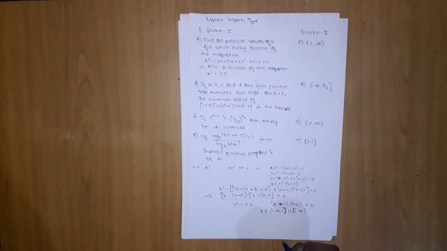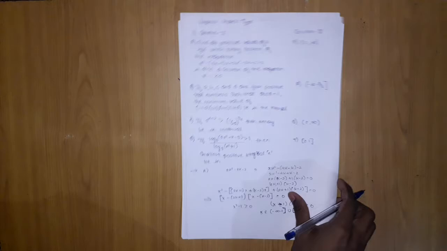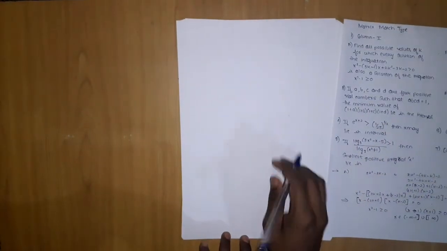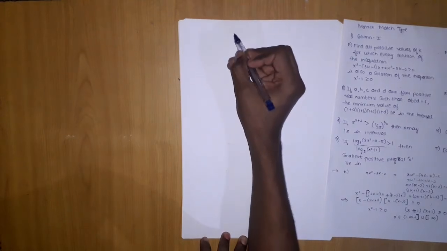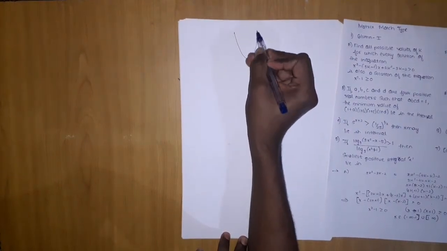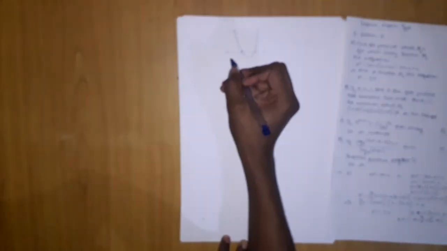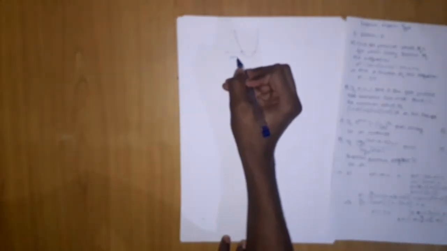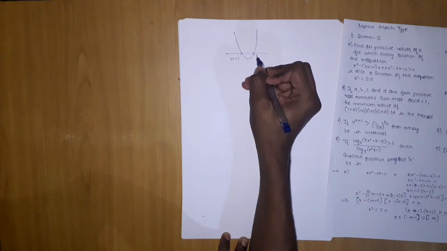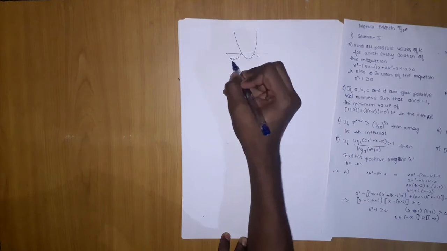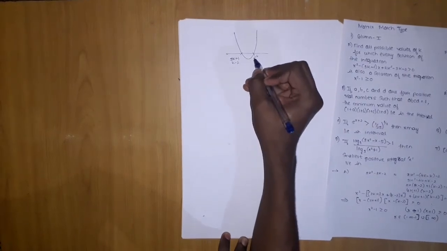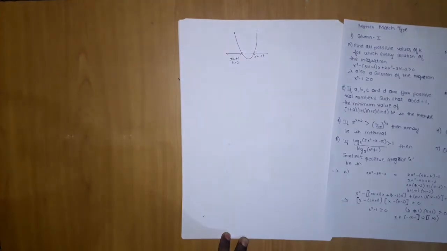Now let's draw this parabola. Let's assume this is the parabola, and this is 2k plus 1, and this is k minus 2, and this k plus 1.